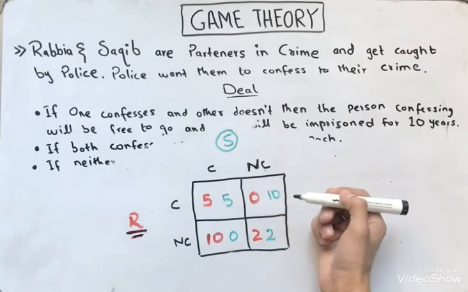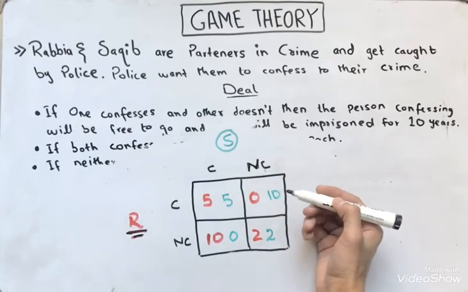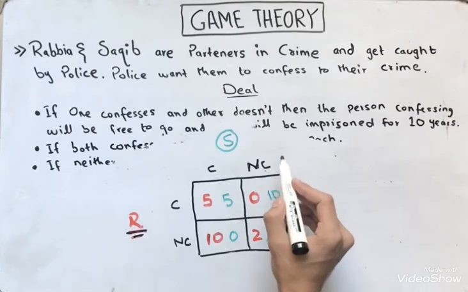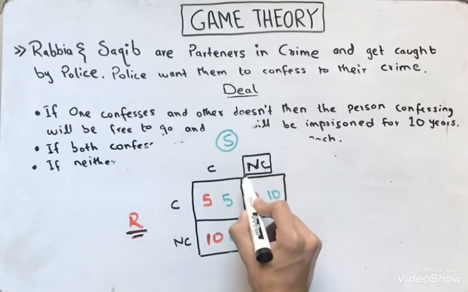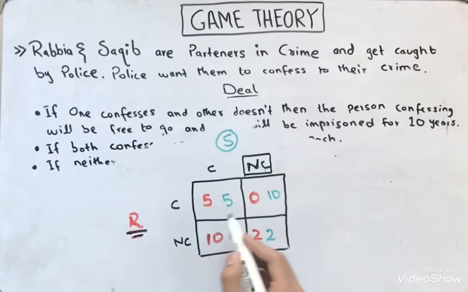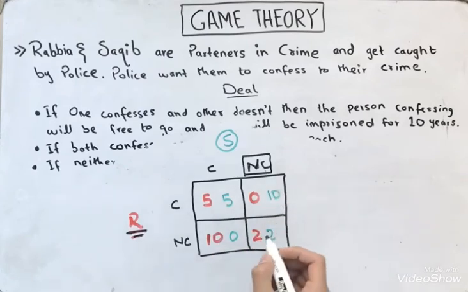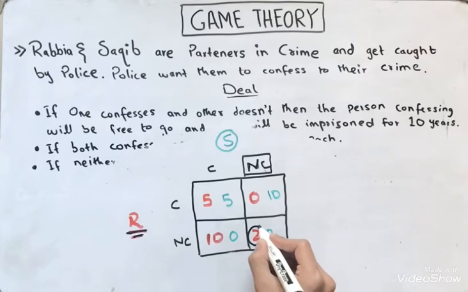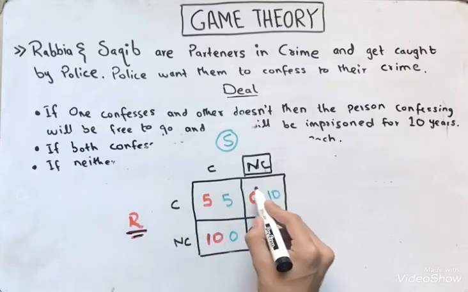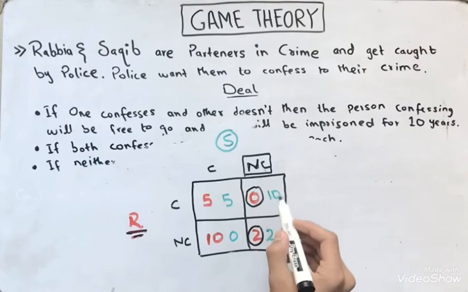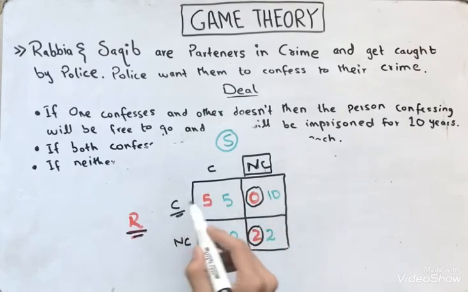First of all, we can look into the problem from both of the angles. So given that Saqib doesn't confess, then for Rabia, if Saqib doesn't confess and Rabia doesn't confess as well, then she has to be in jail for 2 years. However, if she confesses, then she just gets out of jail immediately. So it is beneficial for her to confess.